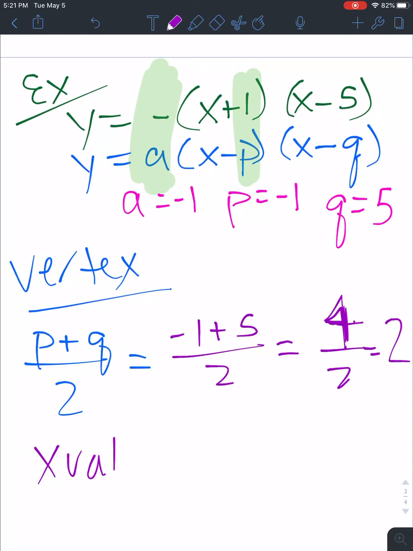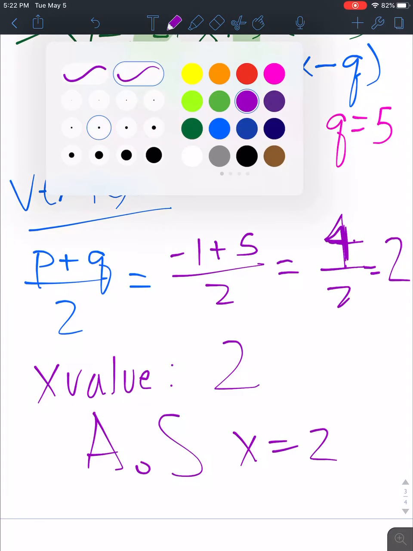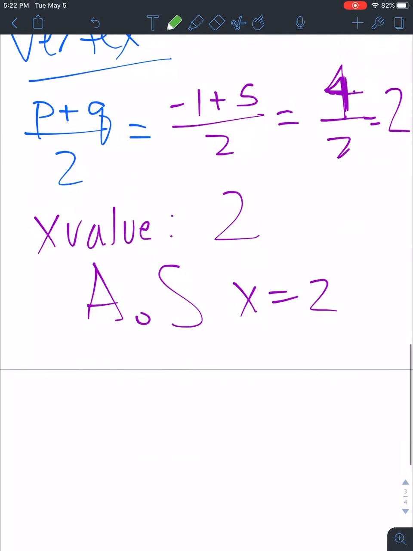So our x value of the vertex is 2, all right? That also means that our axis of symmetry is at x equals 2. Remember, the axis of symmetry is always, always, always at the x value of the vertex. All right, so we have the x value of the vertex, but that's not enough. We need that y value too.